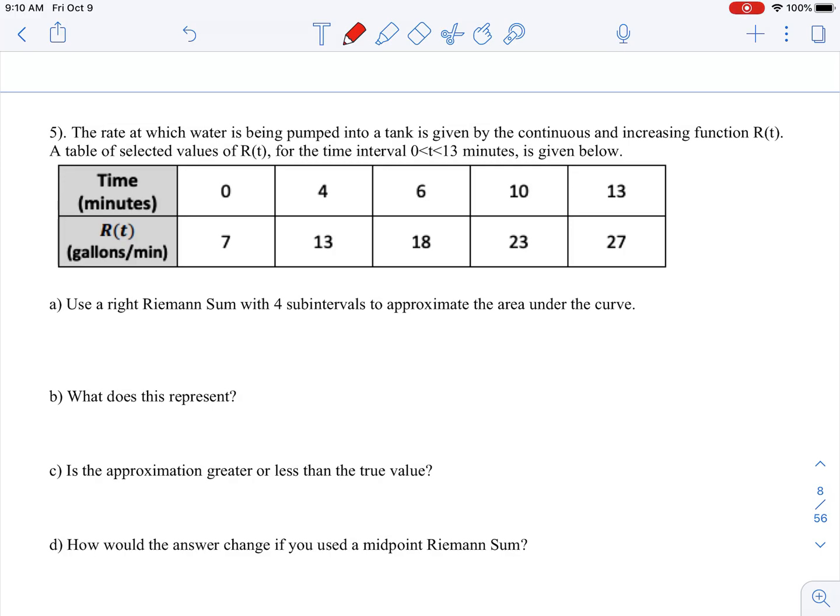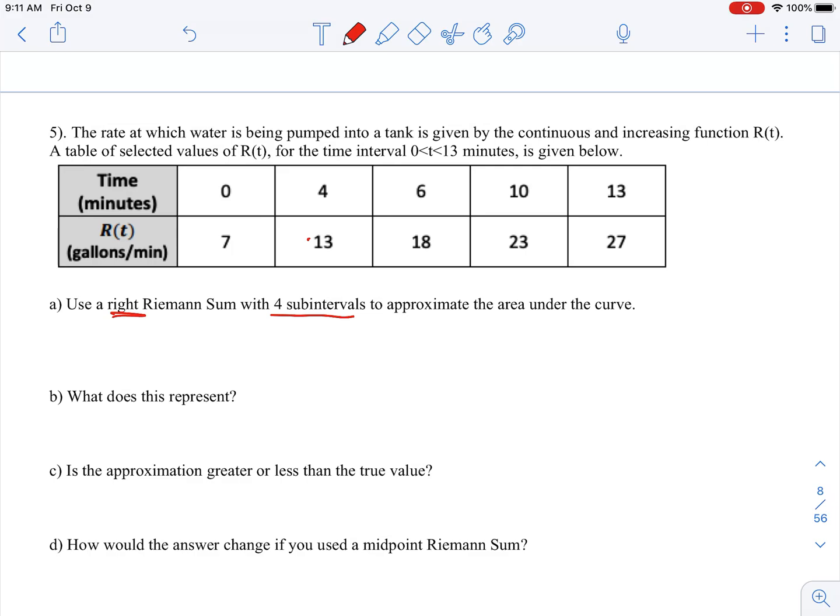So this is saying that at time 0, in the beginning, water is being pumped into a tank at a rate of 7 gallons per minute. And then 4 minutes later, the water is pumping quicker, right, at 13 gallons per minute, etc. So it says using a right-hand Riemann sum. You'll see that sometimes, and basically that's just using your rectangle approximation. So we're going to go ahead and use a right-hand rectangle. We're going to use 4 rectangles to approximate this area underneath the curve.